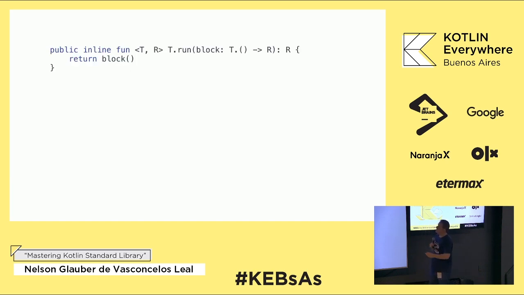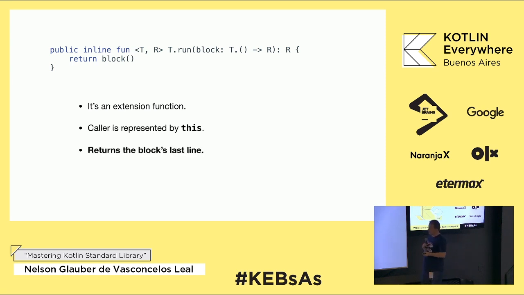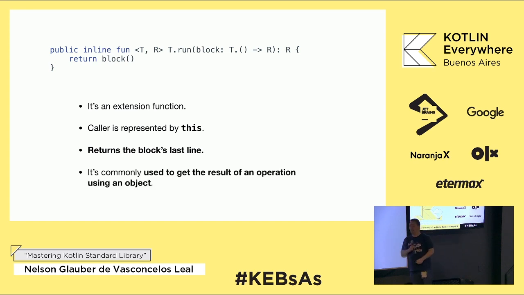The next function is run, which is an extension function. The color is represented by this. It returns the last line of the block, and it's commonly used to run an operation over an object and get a result. This is the most common use.